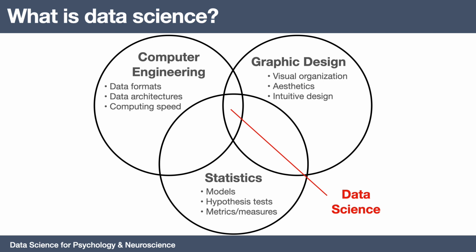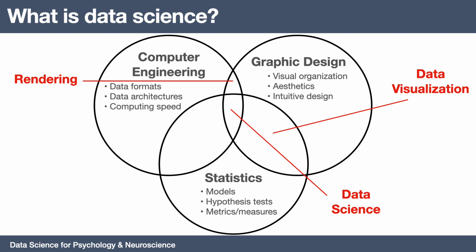But data science isn't the only overlap between these various fields. So for example, the overlap between graphic design, which focuses on visual organization, aesthetics, and intuitive design, and statistics, which focuses on models, hypothesis tests, metrics, and measures, you have the field of data visualization. At the intersection of computer engineering, which focuses on data formats, data architectures, and computing speed, with graphic design, you have the field of rendering. And within the intersection of statistics and computer engineering, you get machine learning.